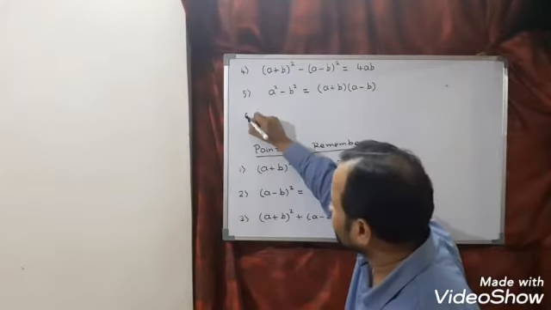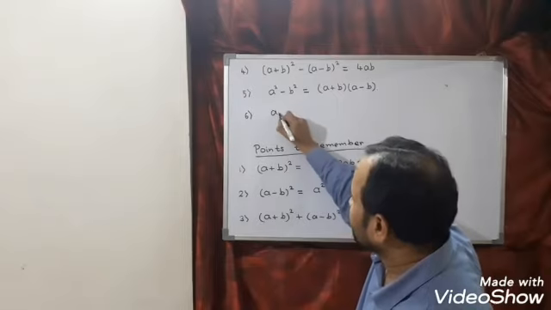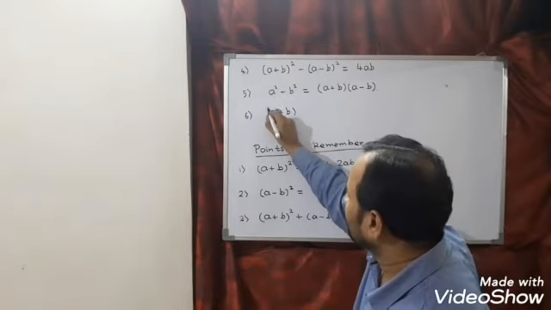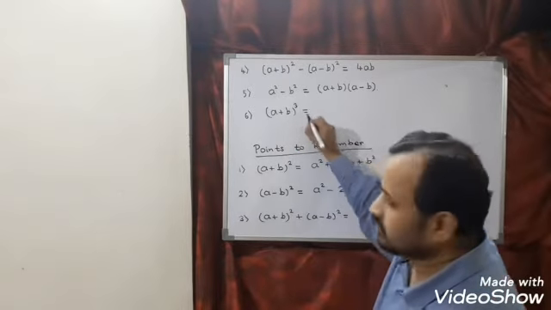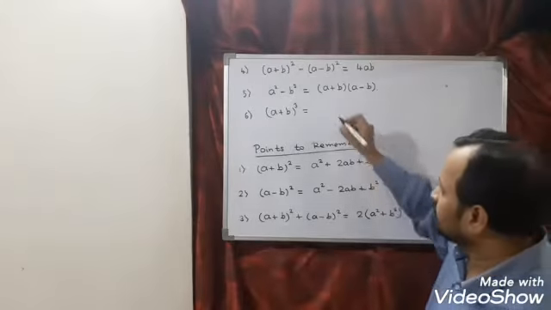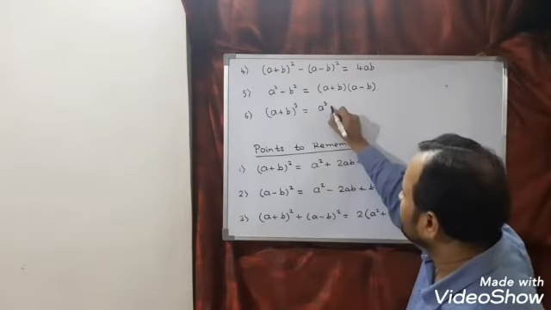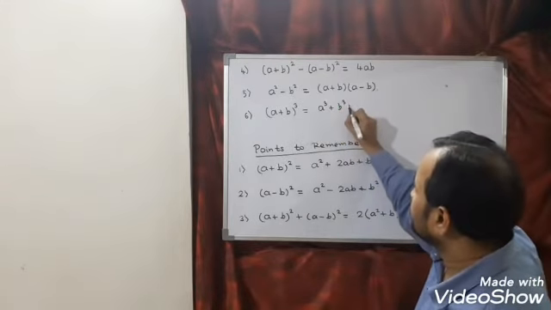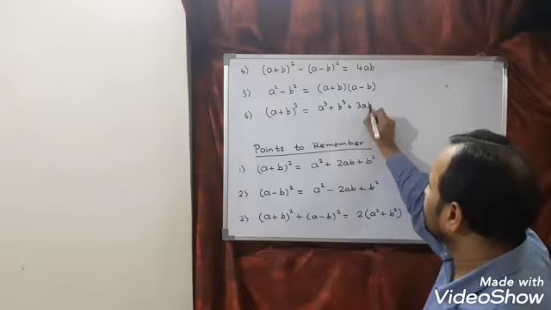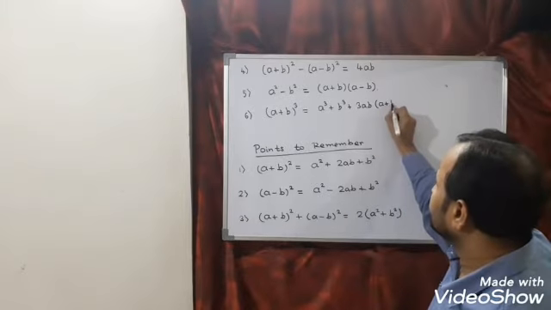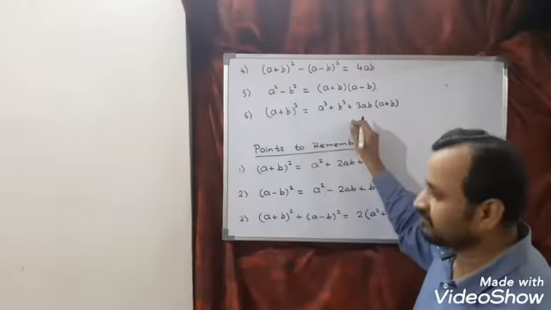Sixth, a plus b whole cube. So a plus b whole cube formula is what? A cube plus b cube plus 3ab into a plus b. All these formulas we will get.